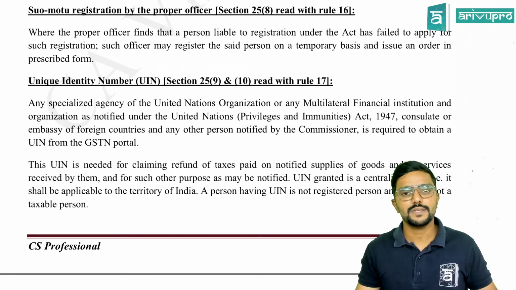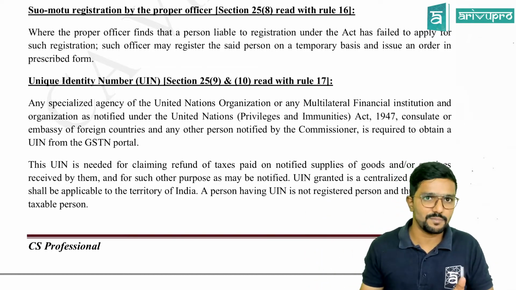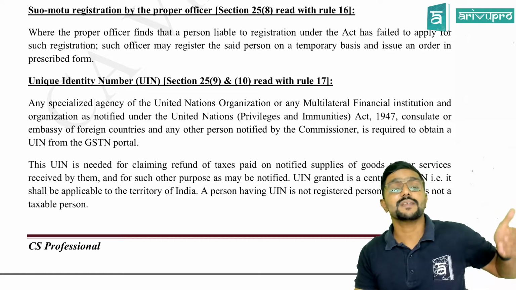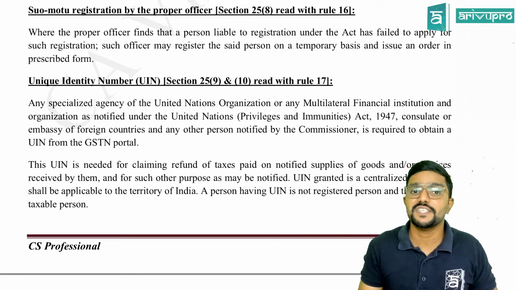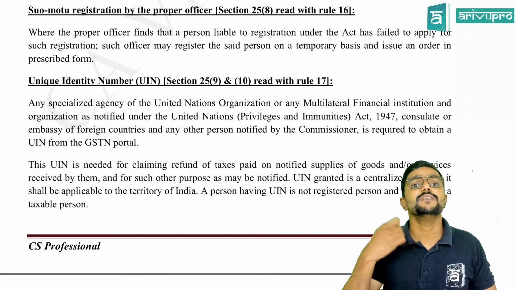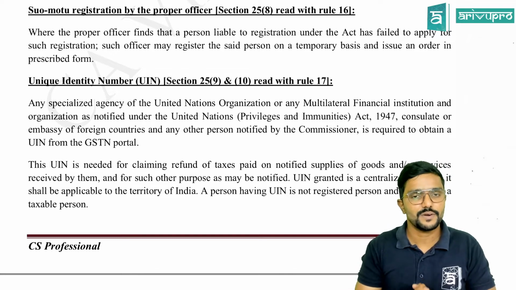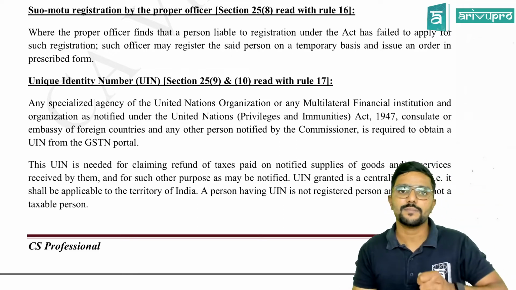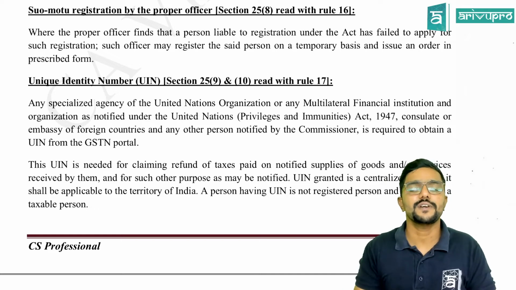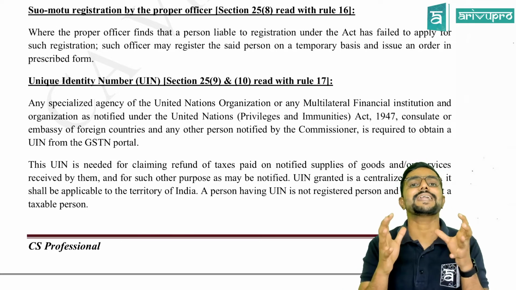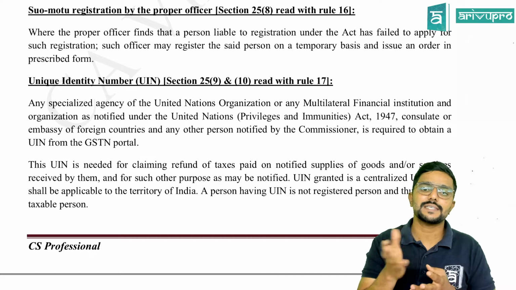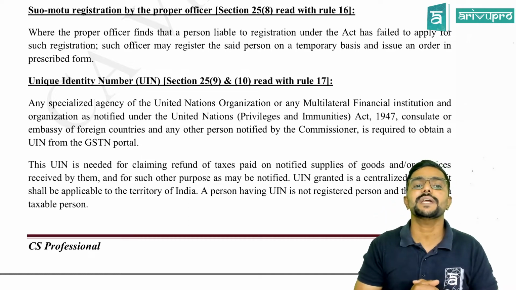Why, sir? Because these people will not make any outward supply, but they may take some inward supply on which they would have paid GST. And the government gives the refund of it for them. Whatever tax they have paid on their inward supply, the government gives the refund of it, and the government should have a track of it. So that is why they are asked to take something called a unique identity number.